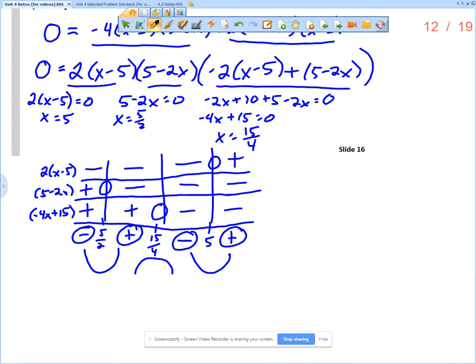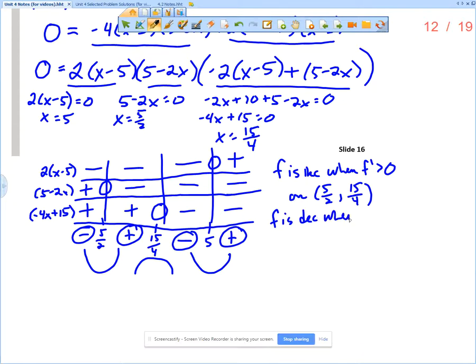The first part of the question said, when is f increasing? So f is increasing when what is true? When f prime is positive. So look at the sign analysis. F prime is positive on the interval 5/2 to 15/4. I use parentheses, do not include those because that's where the derivative is 0. That's where it's changing.